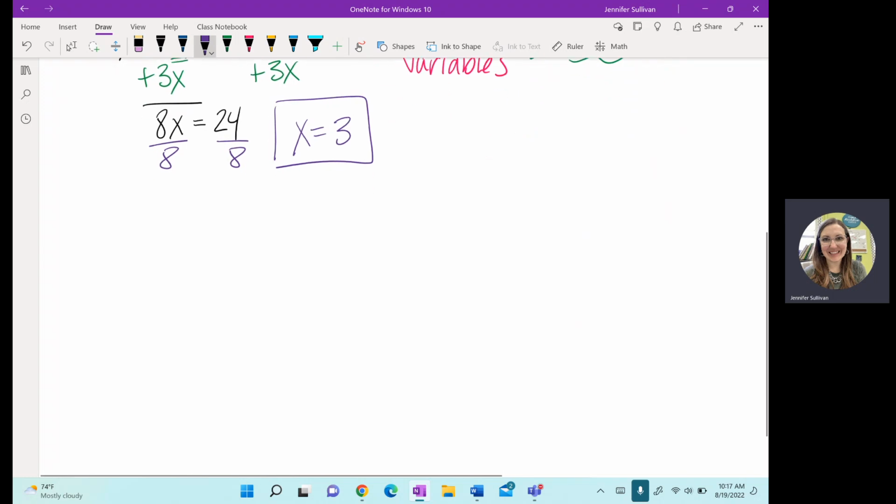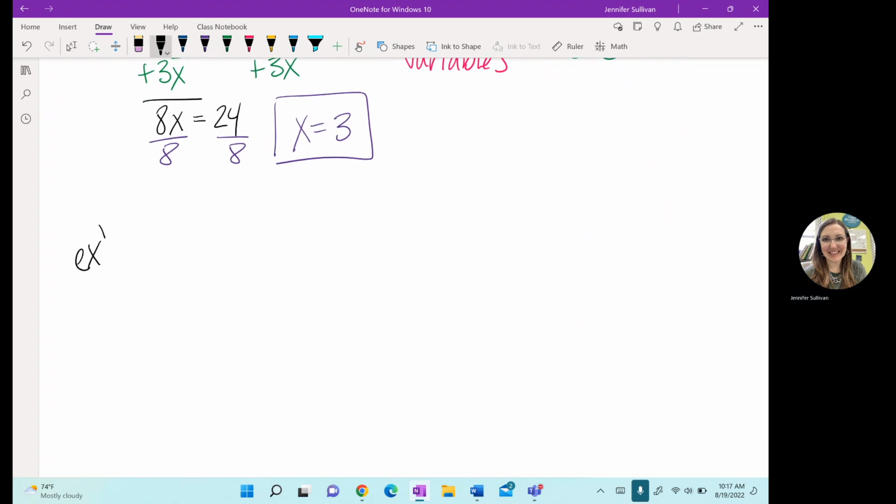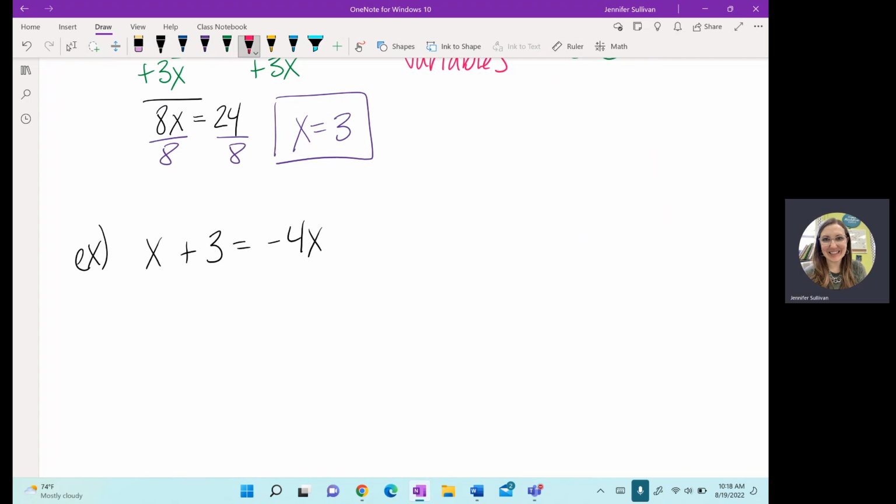Okay, let's do another one. Let's do x plus 3 equals negative 4x. Now, quick notice here. If I think to myself, subtract 3 to move it to this side of the equal sign, I haven't gotten my x's together. Okay. I've not broken any rules. I've not done anything wrong, but it's not been a helpful move just yet.